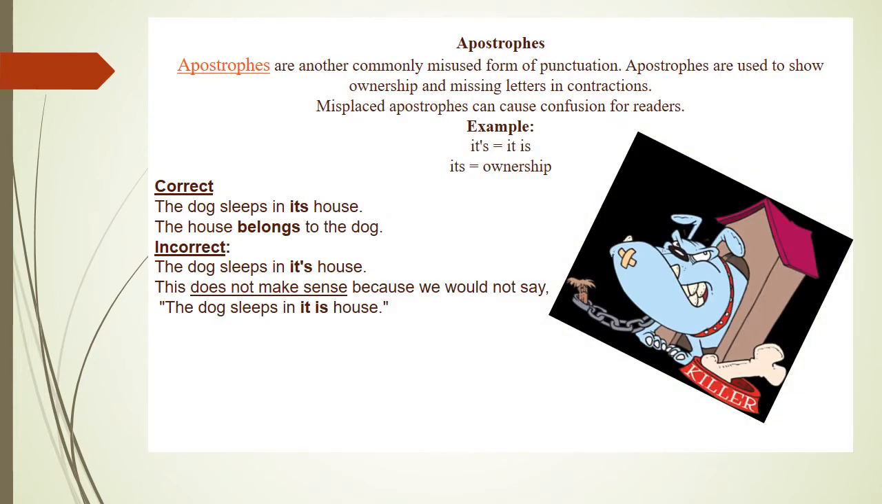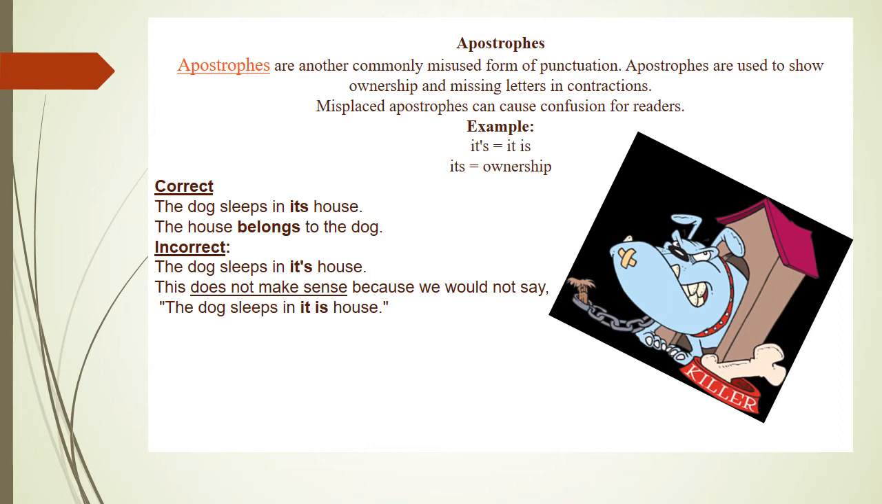Apostrophes. Apostrophes are another commonly misused form of punctuation. Apostrophes are used to show ownership and missing letters in contractions. Misplaced apostrophes can cause confusion for readers. The basic thing which we always, or sometimes, do incorrectly, or might be you never do incorrectly, you're always correct, but still have a look at it.